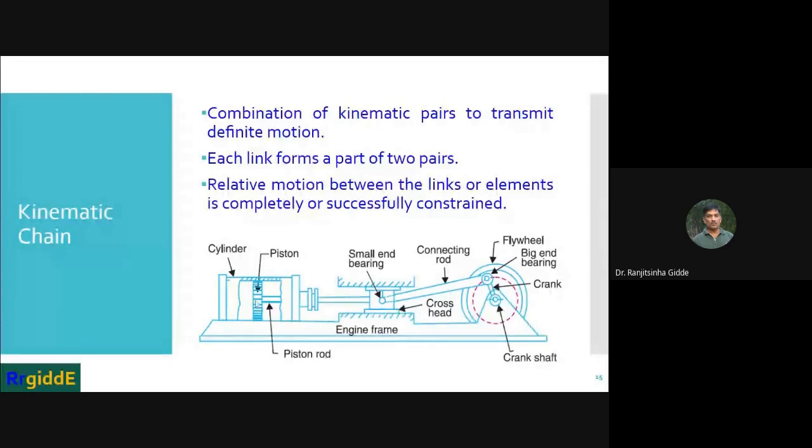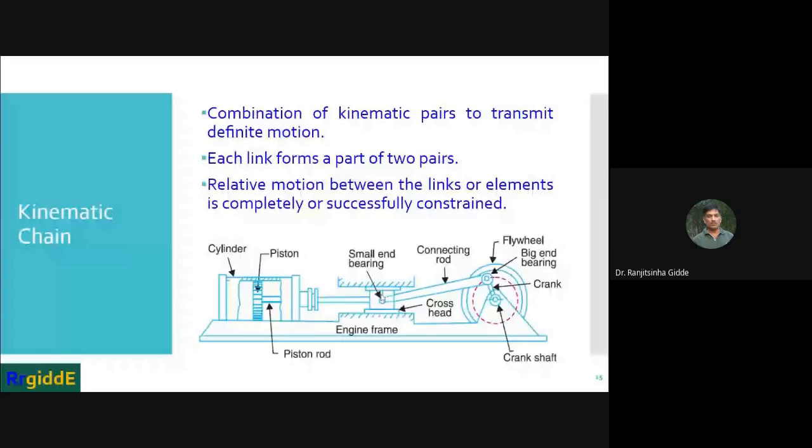But for having more clarity with respect to the kinematic pair and chain, this diagram is shown. So this is the piston rod. This is the small end bearing. This is again one more piston in an actual engine. This one is the piston, this is the connecting rod, and here it is the big end bearing.